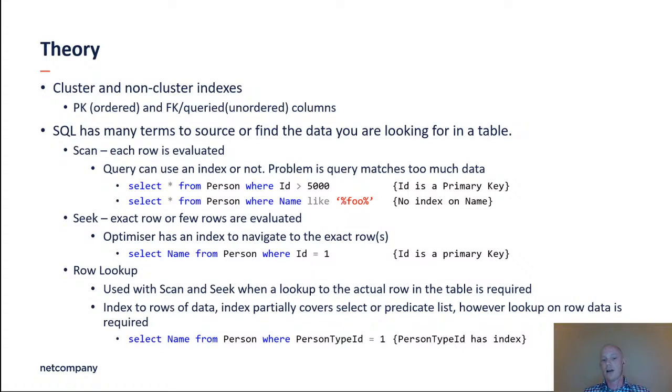So basically, I am searching by person type 1, which may have an index, but I'm also searching for the name on that table. And that name isn't part of the index. It actually will need to say, I have the index, I know where to get the data, but I will need to go to that record in the database table and actually grab that information. And that's where you get your lookup from.